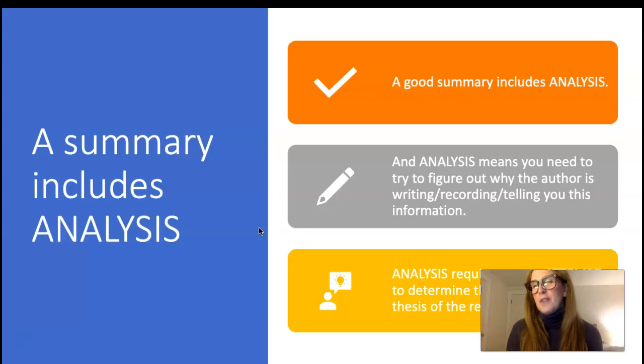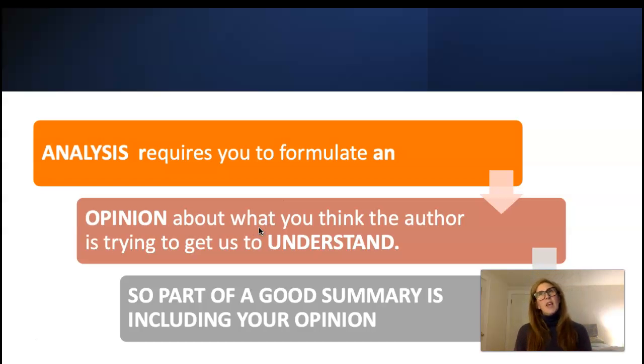Analysis means that you need to try to figure out why the author is writing or recording or telling you this information, which means that analysis really requires you to attempt to determine the main idea or thesis of the reading. So what's the big idea this author is telling us about? And that means that an analysis requires you to formulate an opinion about what you think the author is trying to get us to understand.